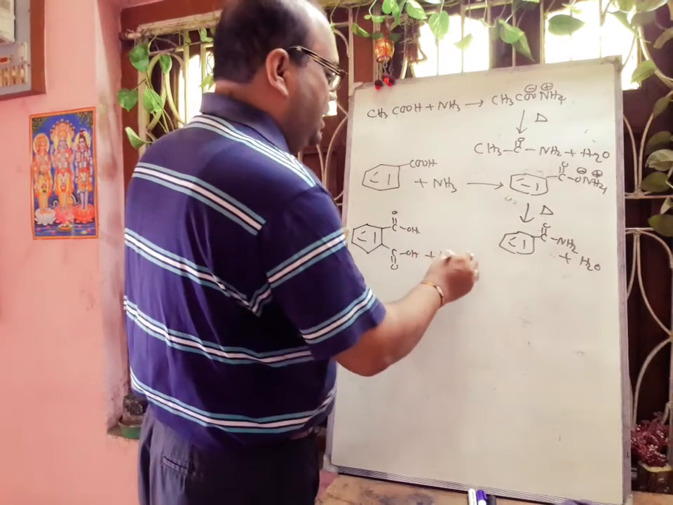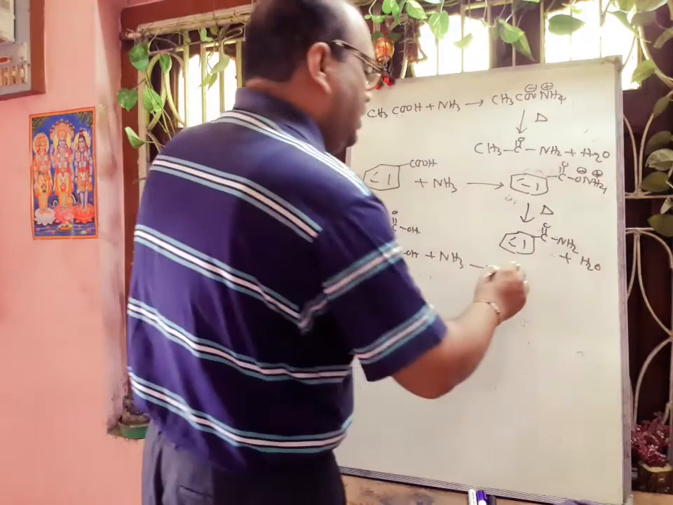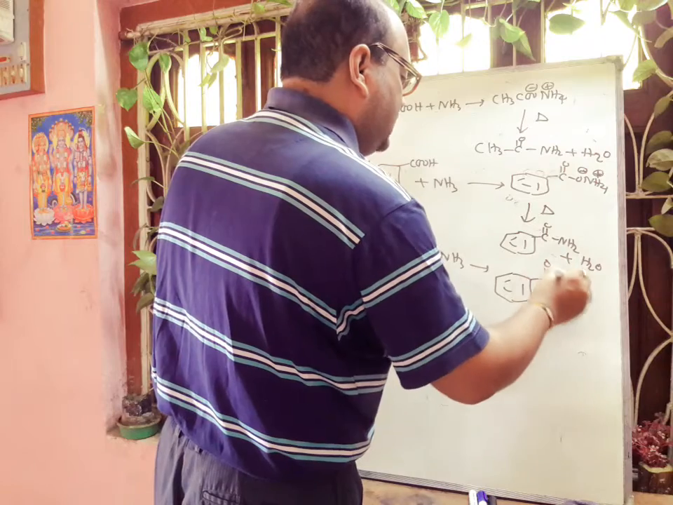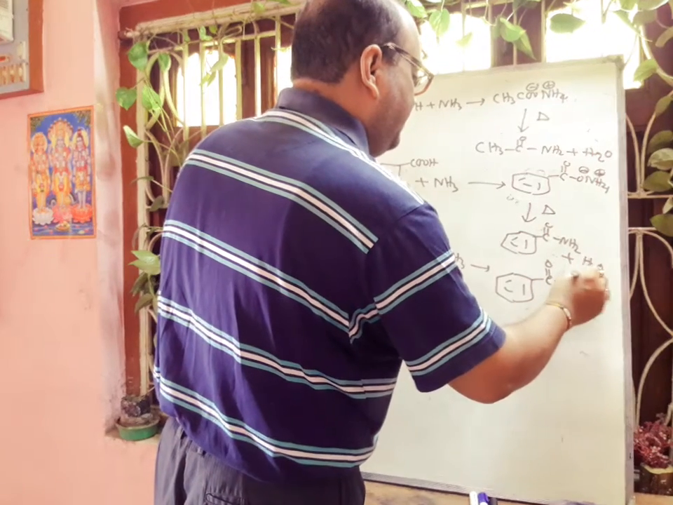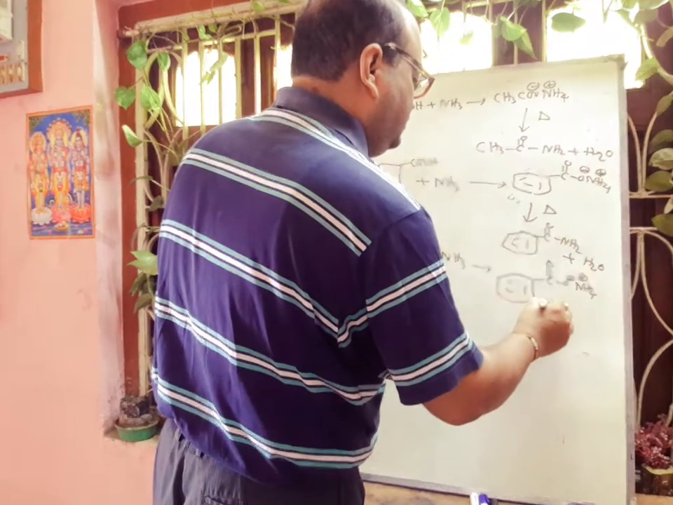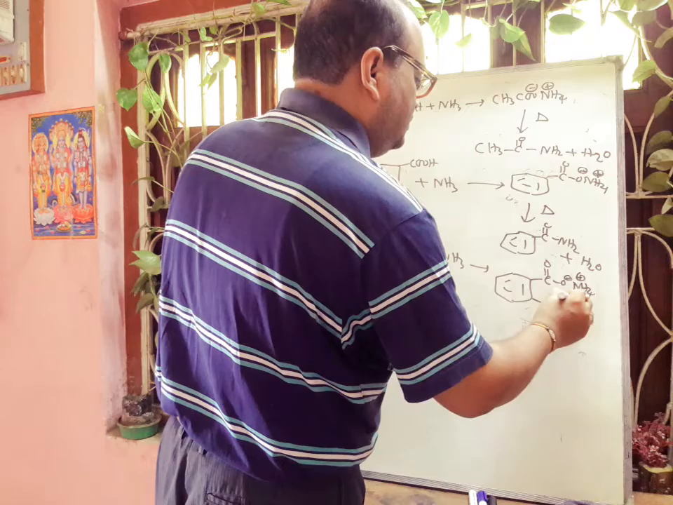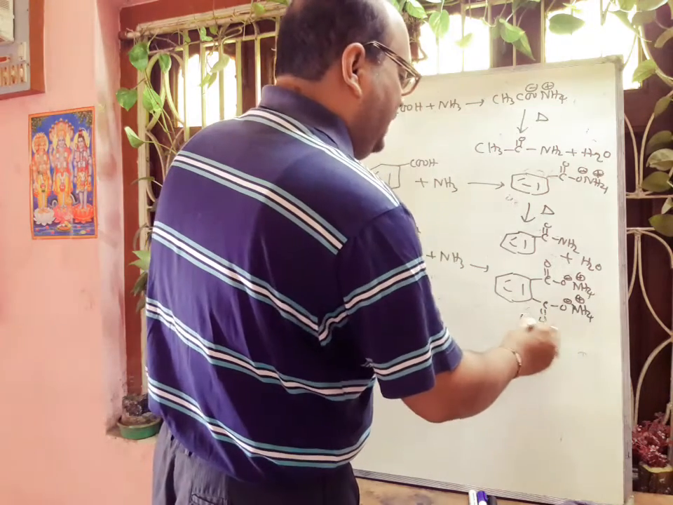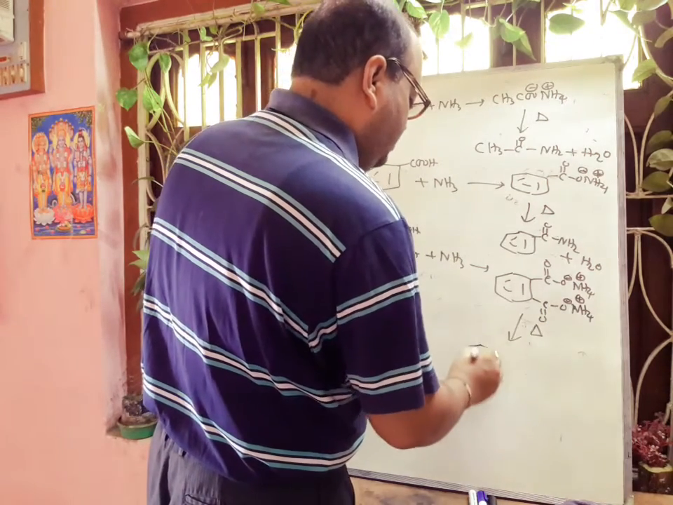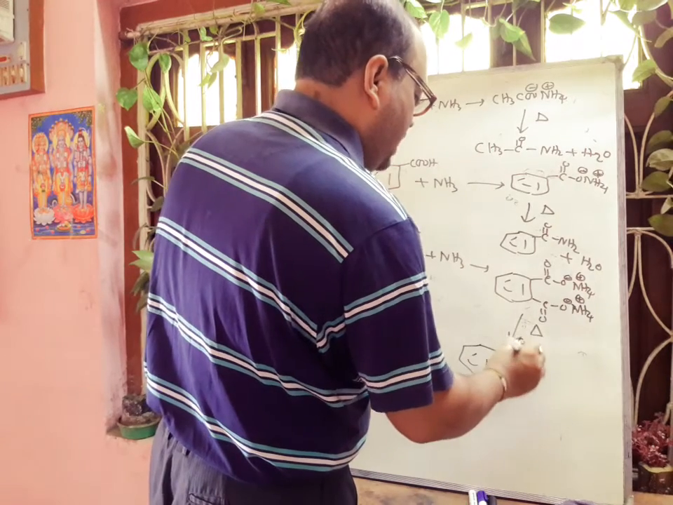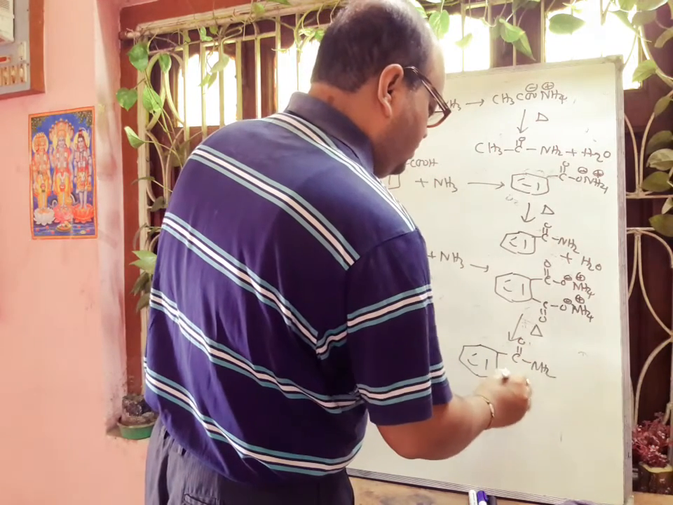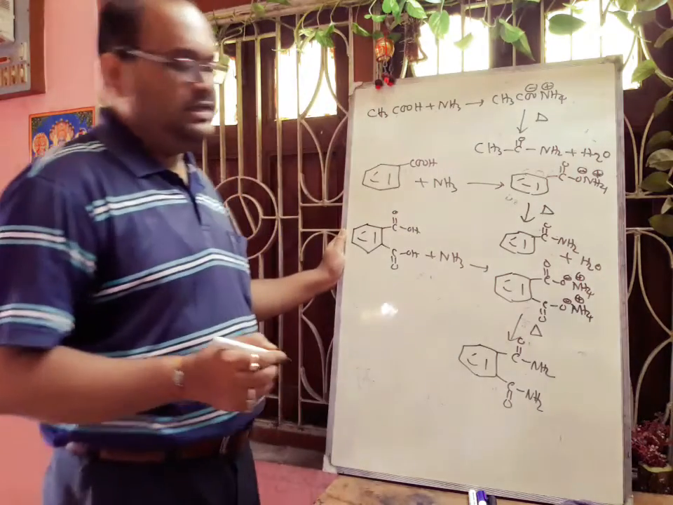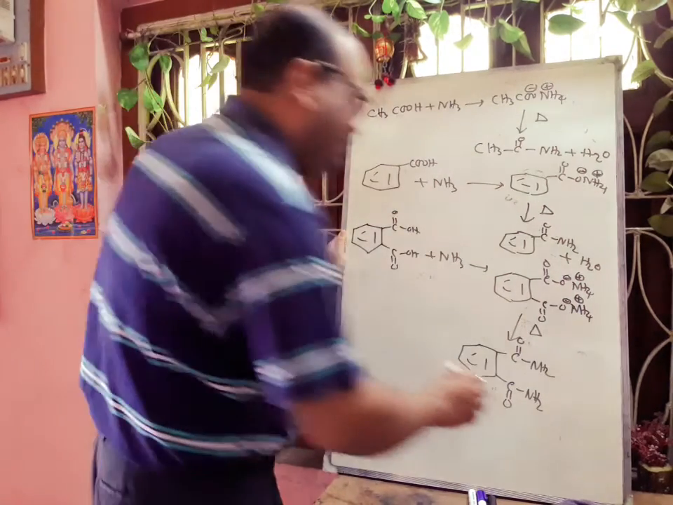Here if we use excess ammonia, then it will convert both carboxylic acid groups into the diammonium salt. Now if we apply heat, definitely it will form two amide groups at the 1 and 2 positions of the benzene, and this is called phthalamide.